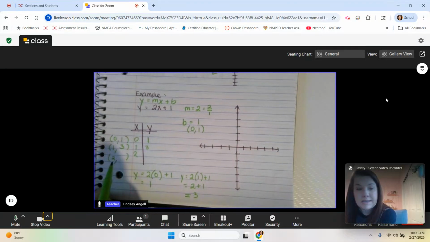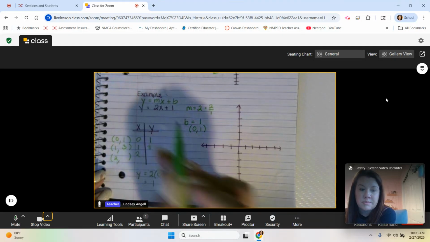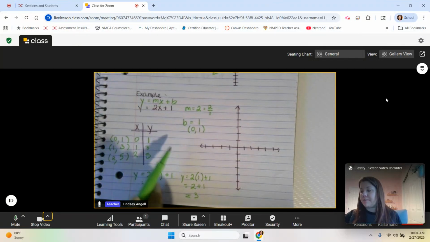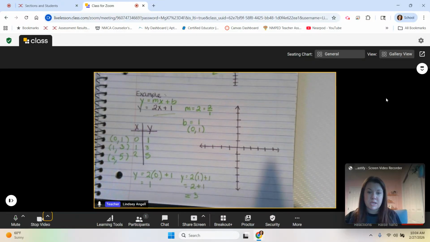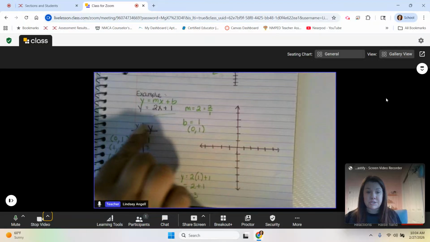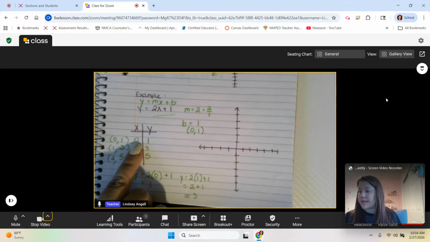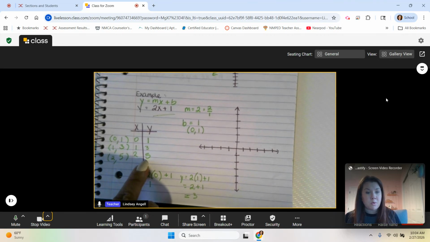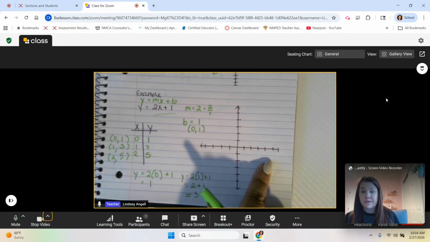All right, and then the same thing with this one, the 2. If I plug 2 in, 2 times 2 is 4, plus 1 is 5, right? I'm getting all of this information from this equation. Now, I don't have to do all of this. I certainly can, and that's helpful because look at that. I also found my y-intercept, okay? And by plotting these other points, I should be able to make the line on the graph.